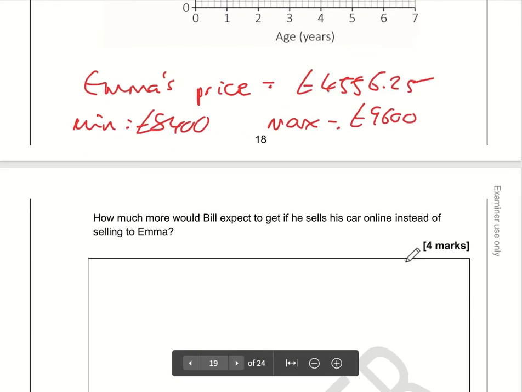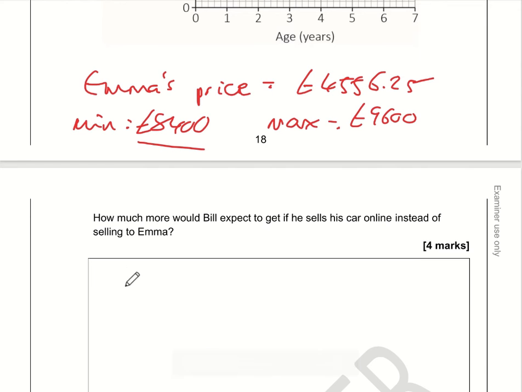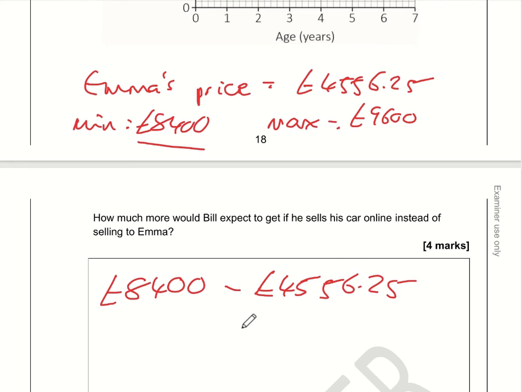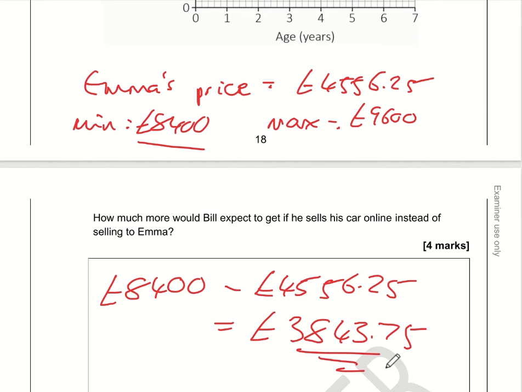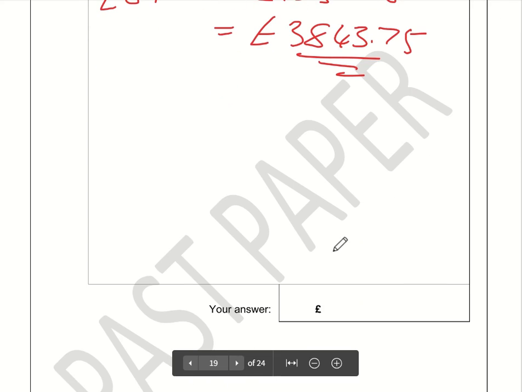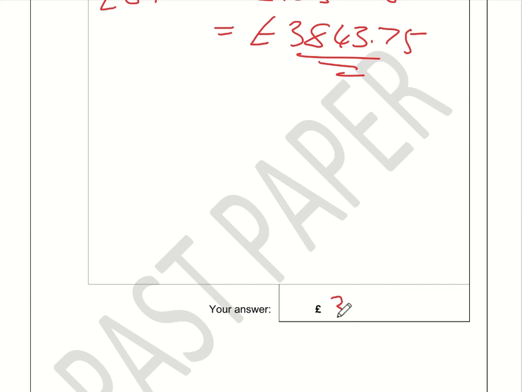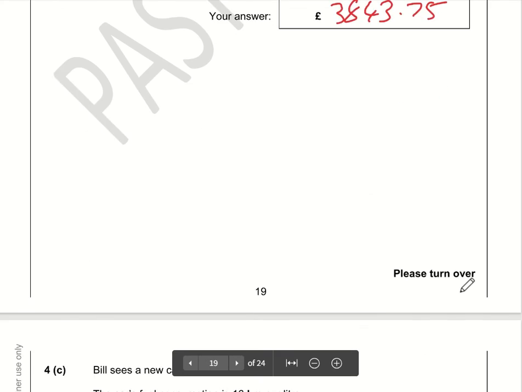So how much extra could he get? Well, let's just go off the minimum price. You could use the maximum as well, but I'll just use the more conservative of the two. What is 8,400 minus £4,556.25? And that comes to a total of 3,843.75. So this is the minimum extra he could probably get if he were to sell it online. So there we go, 3,843.75.